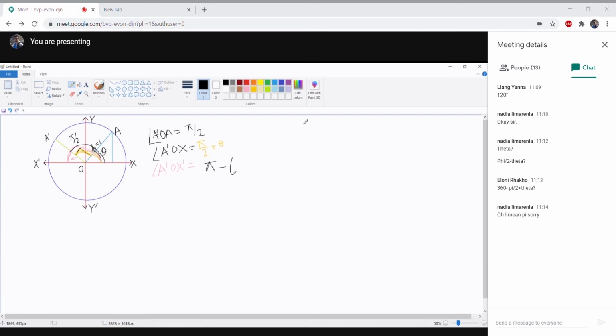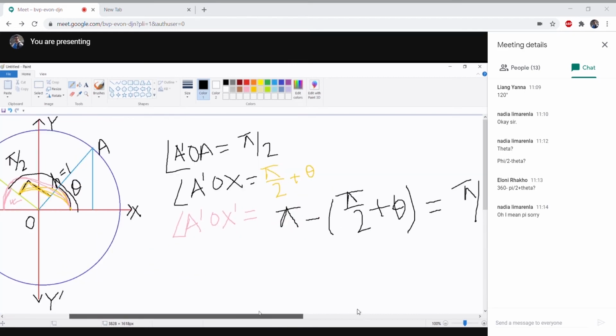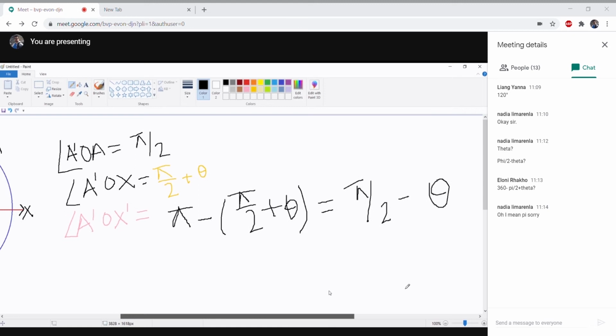So pi minus pi by 2 plus theta. Pi minus pi by 2 is what? Pi by 2, right? And then minus theta. Whatever angle we are getting, understood? Whatever angle we are getting, we have to generalize the term.